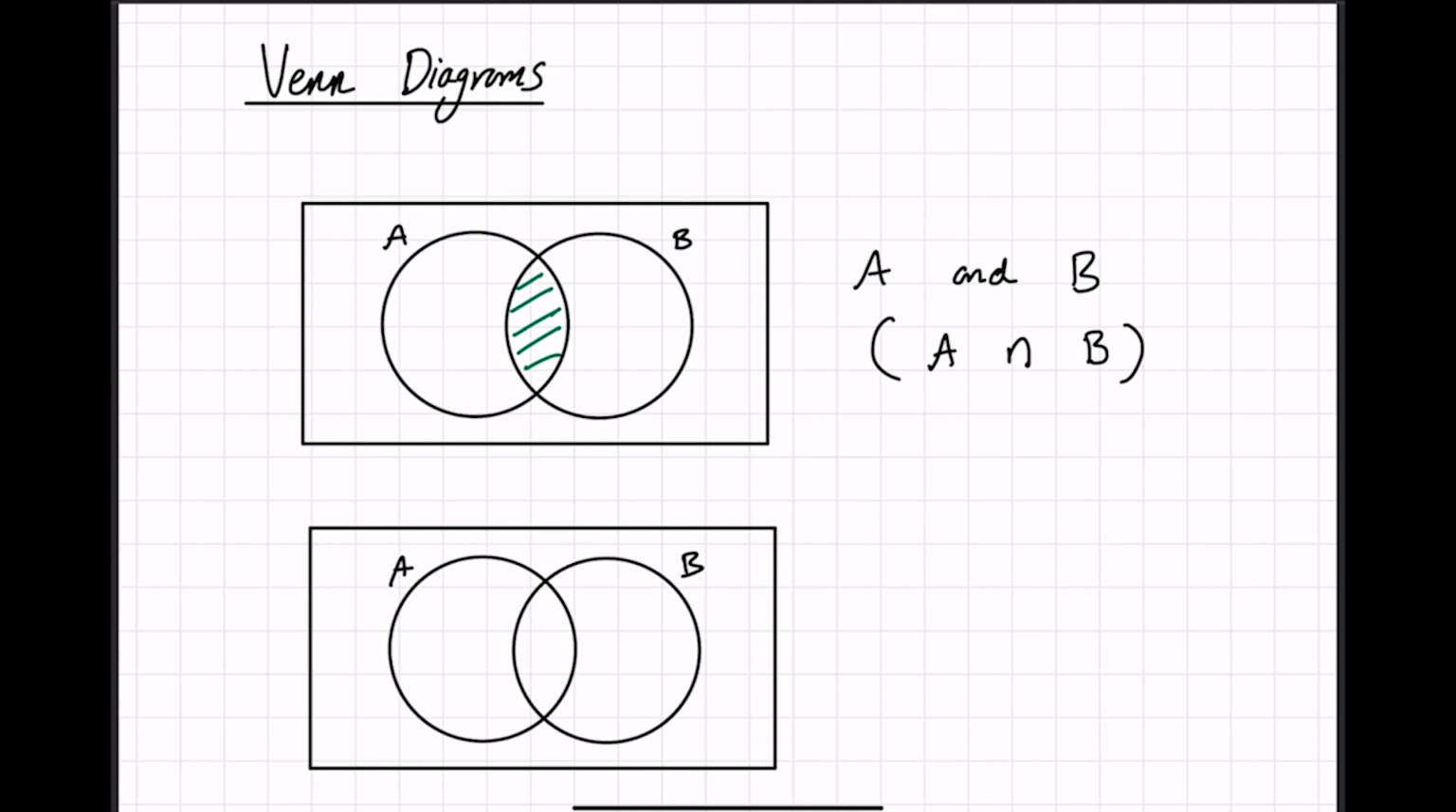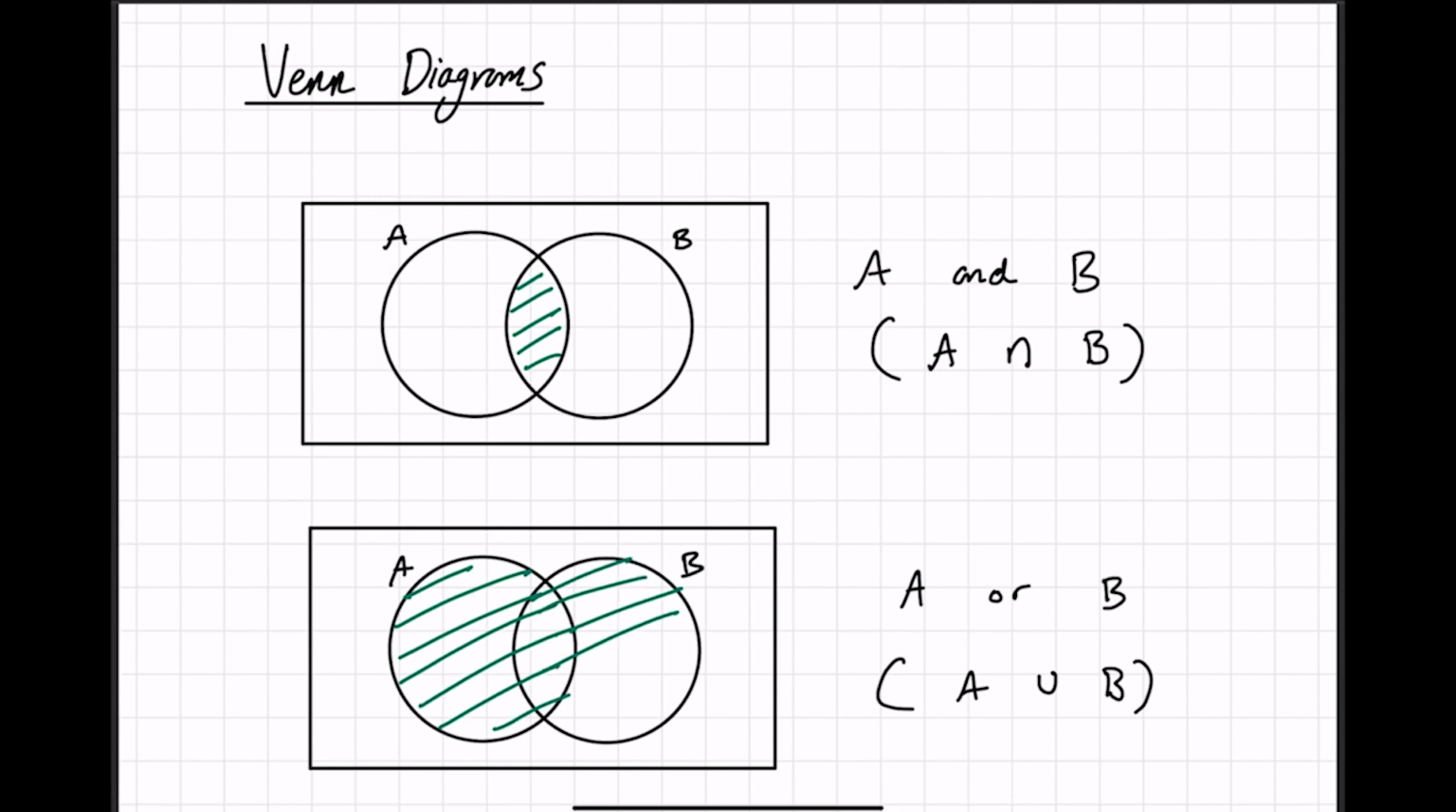The next thing you need to learn is A or B. The sign for that is A, U, B. Again, you only learn that in second year, but I'll show you that now. This is basically everything which includes A or includes B. So when it's A or B, you just shade all of A and all of B. When it's A and B, you just shade the parts which overlap. If it was A and B and C, then you'd only shade this middle part. Whereas if it was A or B or C, you would shade all of that, and all of that as well. So those are the two.